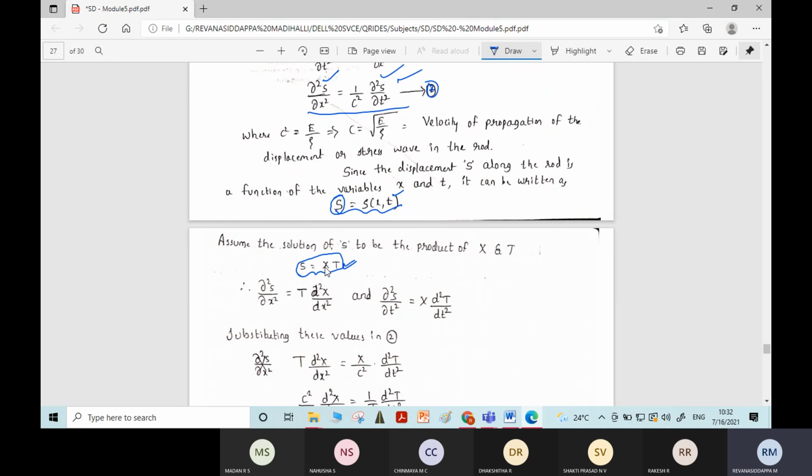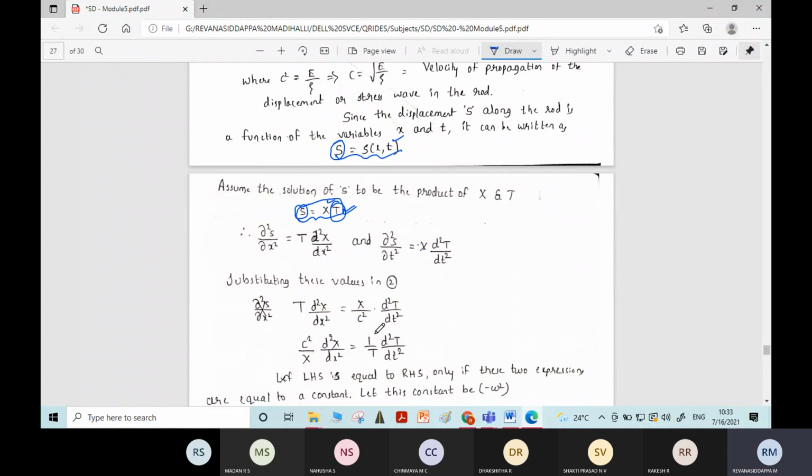Now using this expression, partial differentiation of s with respect to x as well as with respect to t, double differentiation, is done. If you differentiate with respect to x, t becomes a constant and the variable becomes x, giving del square s by del x square. If you differentiate with respect to t, then t becomes the variable and x becomes a constant, giving x into d square t by dt square.